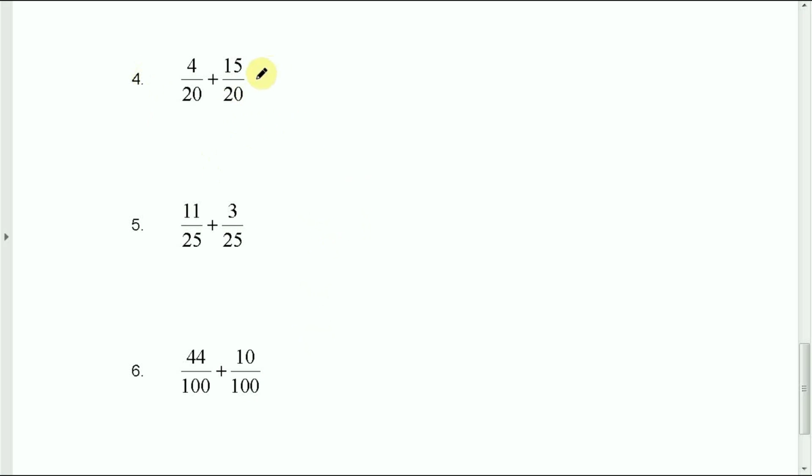Right, number 4. Are the denominators the same? Yes, they are. Denominator of 20. So take a ruler, nice long line, 20. And we're adding 4 plus 15. So I write down 4 plus 15 on top. 4 plus 15 is 19. 19 over 20. That is the answer to question 4.